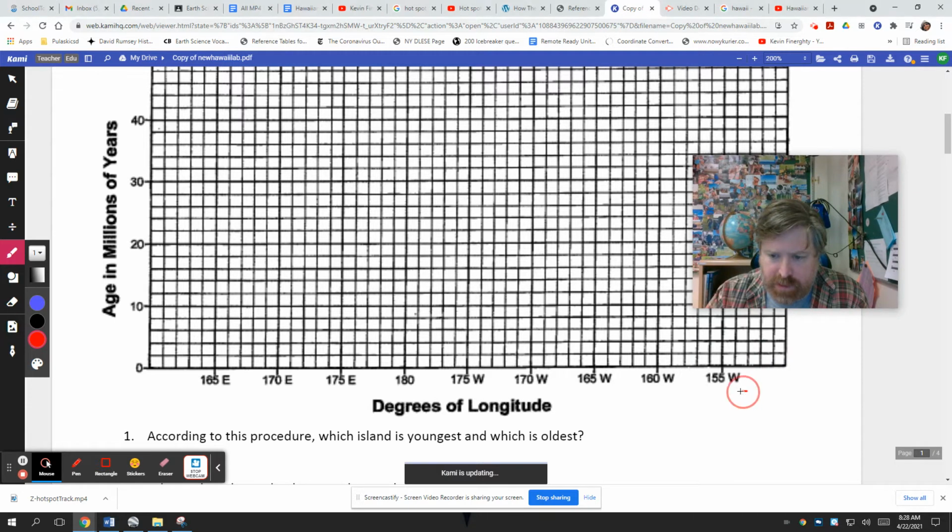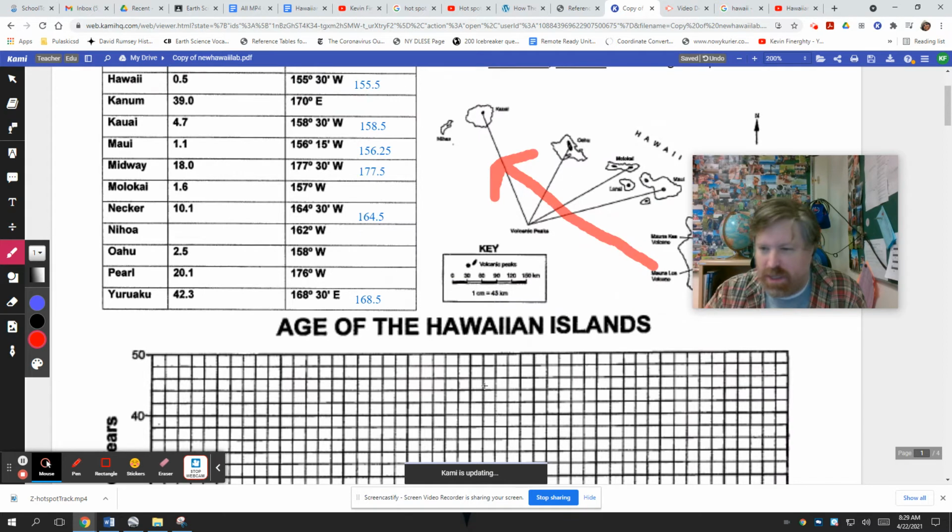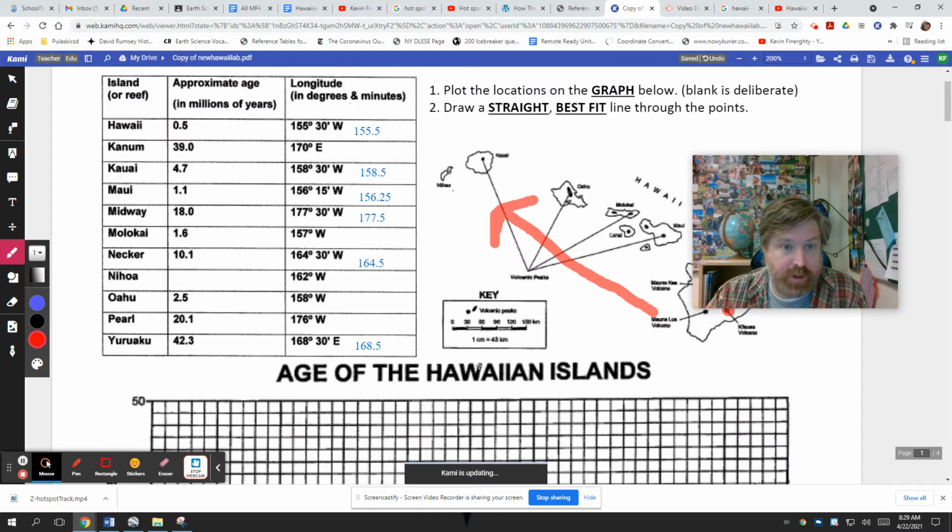We'll say that these, let's draw an arrow down there, count that way. Those are your west longitudes. So if you're doing west, just count from right to left. And if you're doing east, they come from left to right. Okay. And you kind of experienced that if you did the previous lab. So that should be no big deal.